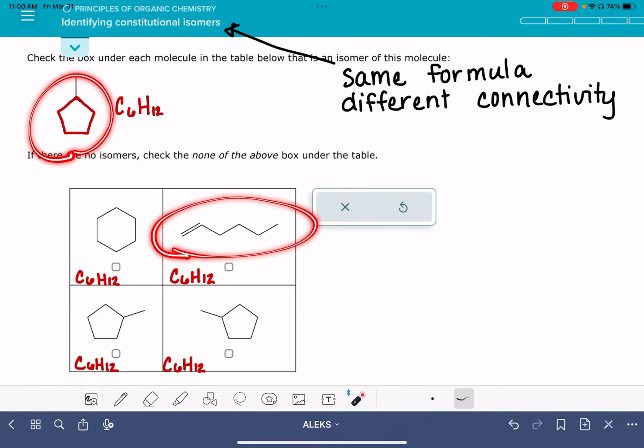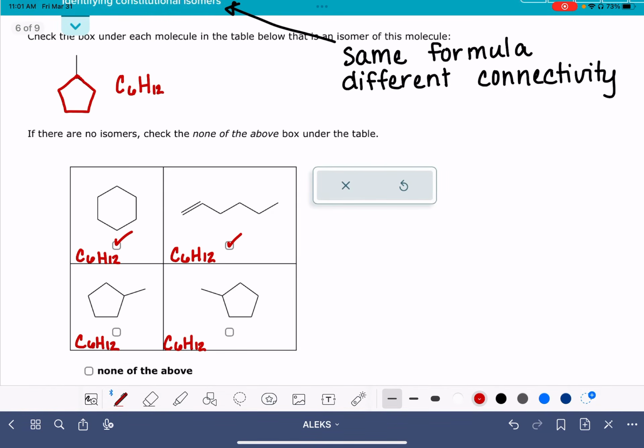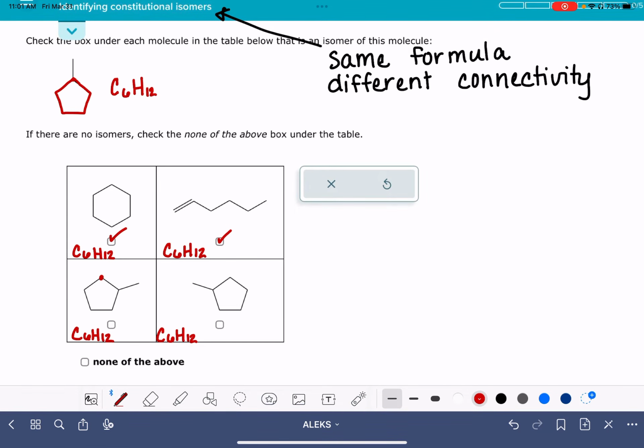This molecule here does not have a 5-membered ring. No rings at all. So that means that this molecule definitely has different connectivity. There's a different pattern in which the atoms are arranged. So this is absolutely, yes, an isomer. And the molecule that I skipped over, this one, is also a ring, but this is a ring that contains 6 carbon atoms, not 5. So that is also a molecule with different connectivity. That's also an isomer.